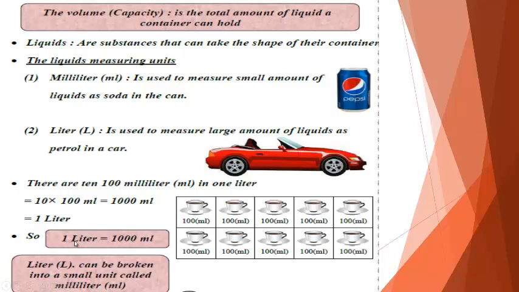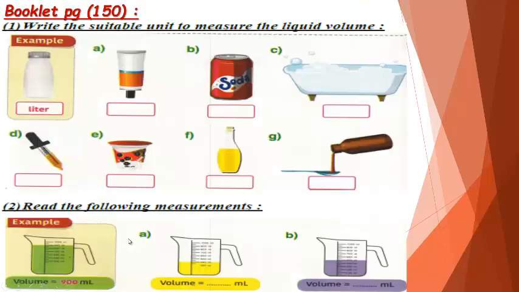If I want to convert from a liter to a milliliter, I'm just multiplying by 1000. It means that I'm putting 3 zeros on the right. So if I want to convert from a liter to a milliliter, I'm going to multiply by 1000. 1 liter equals 1000 milliliter. Okay. Let's try to solve some exercises here.